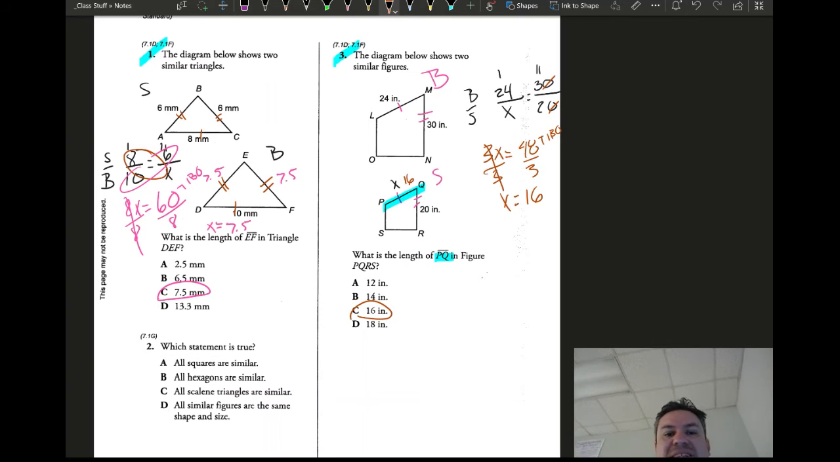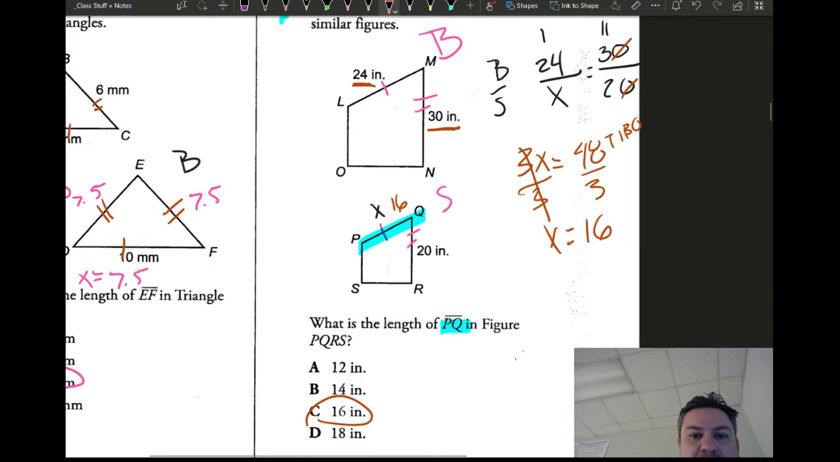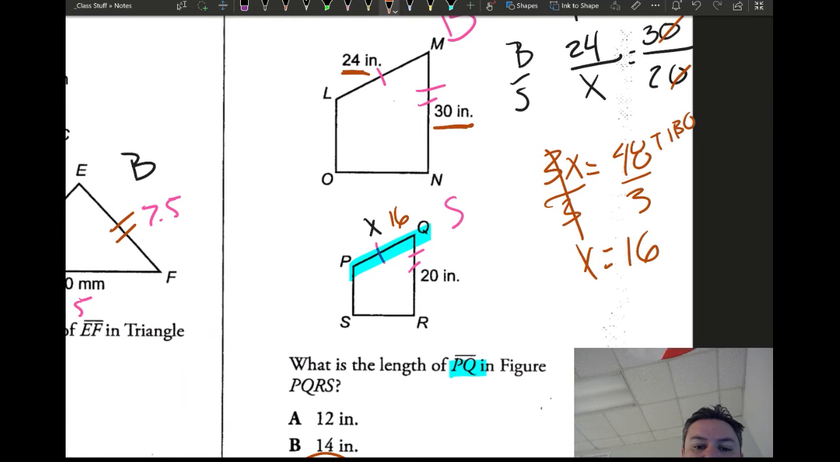And you can kind of see what's going on, okay? So this right here is bigger than 24, okay? 30 is bigger than 24. So you have 20 on the corresponding side to 30. So that means that this right here has to be less than 20. And in this case, it is. So it makes sense, okay?